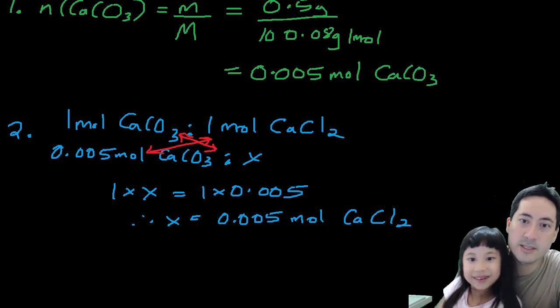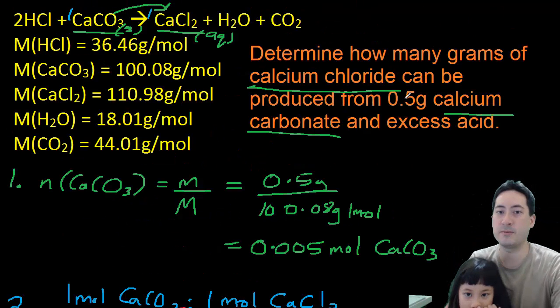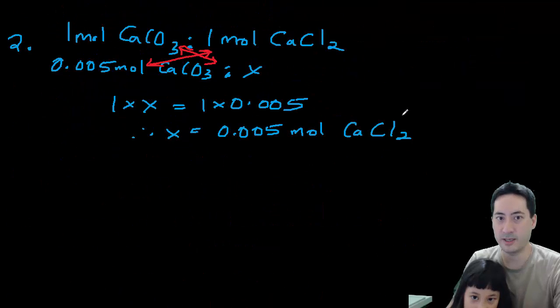So it's just, as I said before, it's going to be 0.05 molar for the calcium chloride. So the last step is we want a mass. So we convert the calcium chloride quickly.